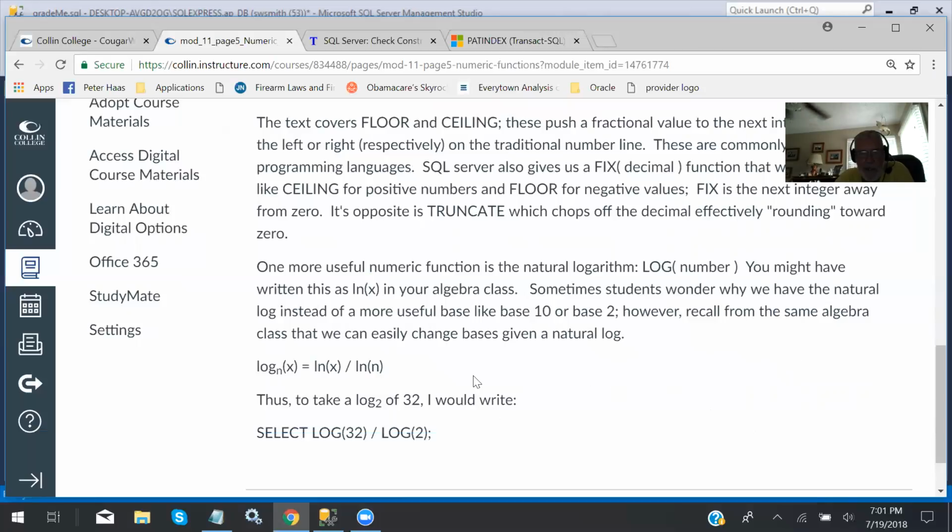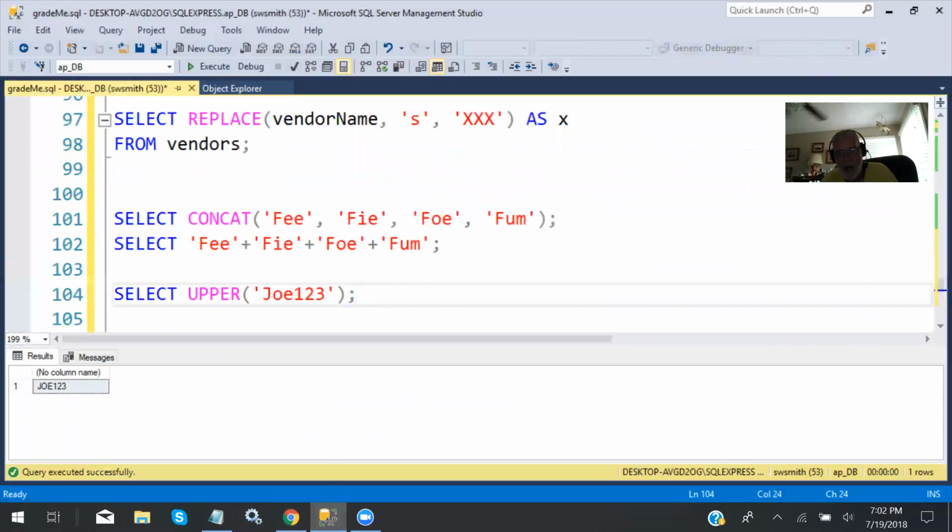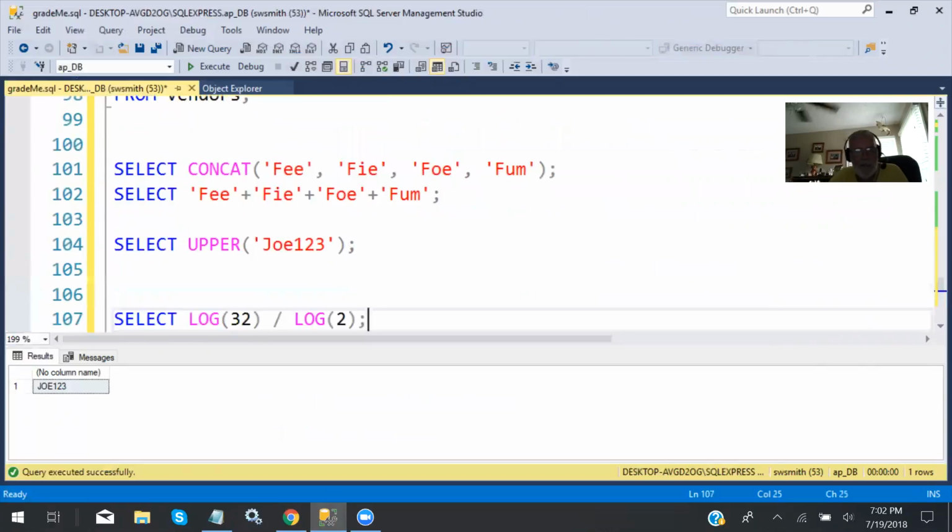I'm not teaching algebra. So for example, if I wanted a log base 2 of 32, well, it's asking 2 to what power is 32? Well, 2 to the 5th power is 32, so I'm going to get a 5 here. So if I said select log 32 divided by log 2, I'm going to be expecting to see a 5. Better see a 5. So if I were to execute this, I'm going to see 5. And there's my 5. Why? Because 2 to the 5th power is 32.